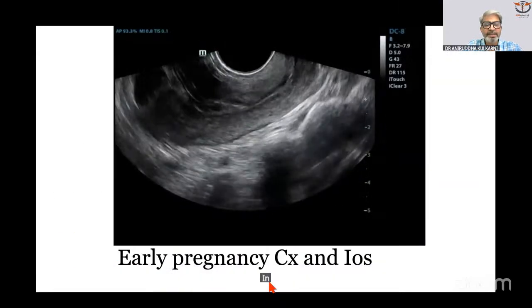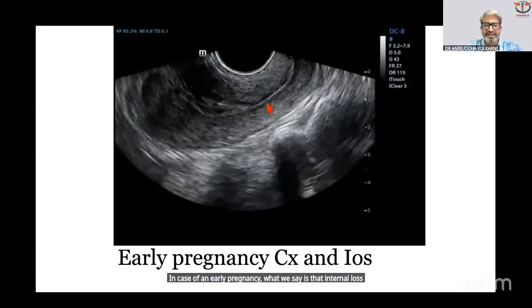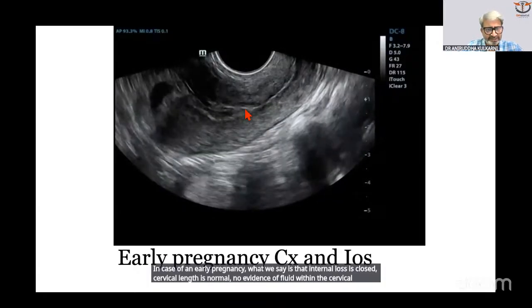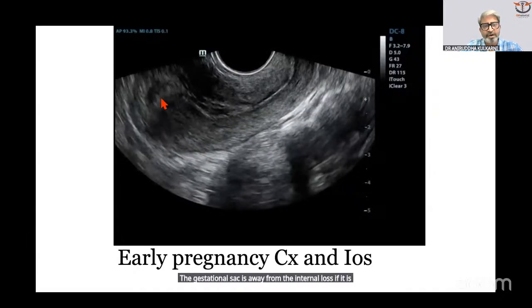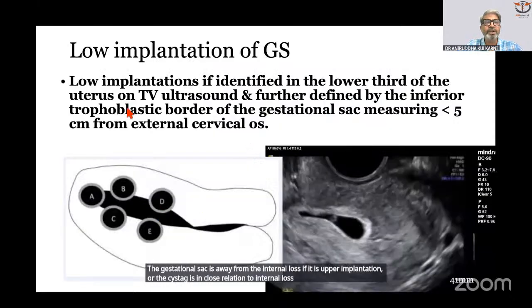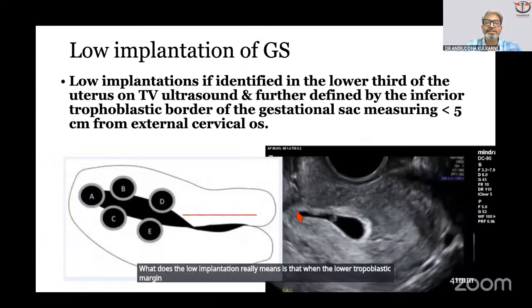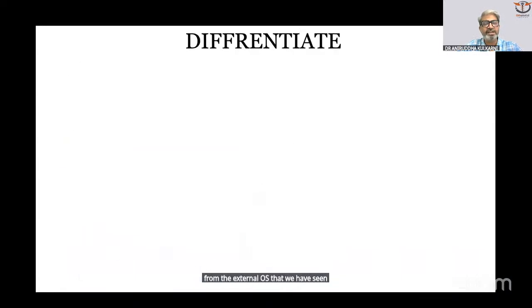In case of early pregnancy, what we say is that the internal os is closed, cervical length is normal, no evidence of fluid within the cervical canal. The gestational sac is away from the internal os if it is upper implantation, or the gestational sac is in close relation to the internal os if it's a low implantation. What low implantation really means is that when the lower trophoblastic margin of the gestational sac is less than 5 centimeter from the external os, that we have seen in our earlier talk.